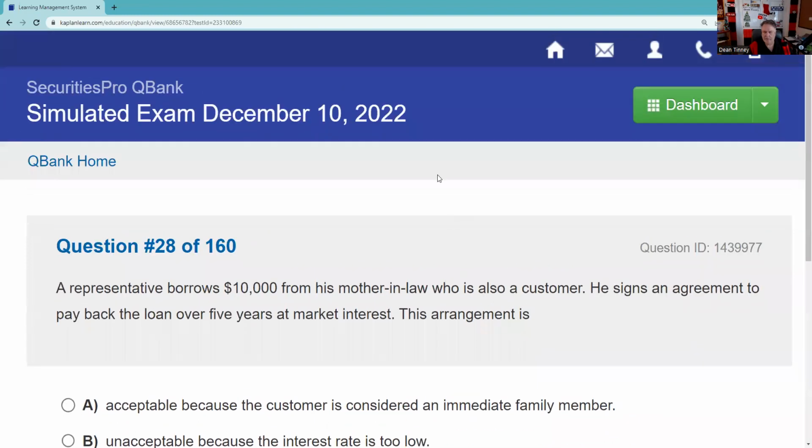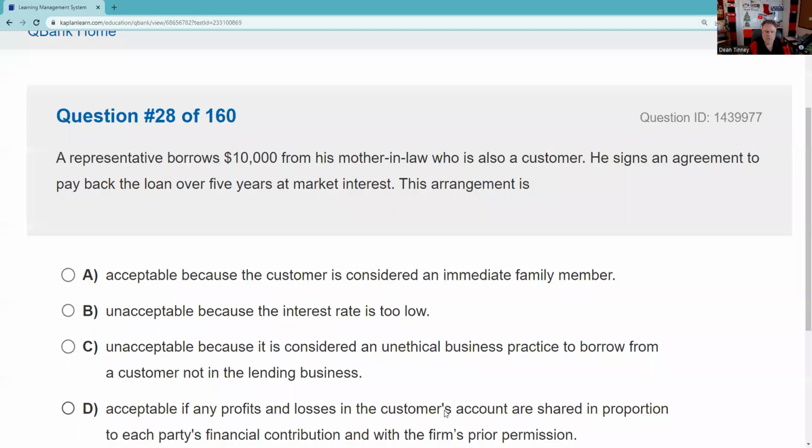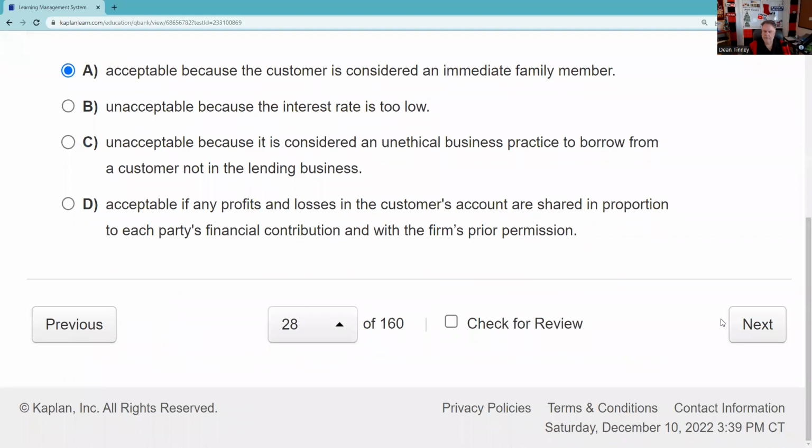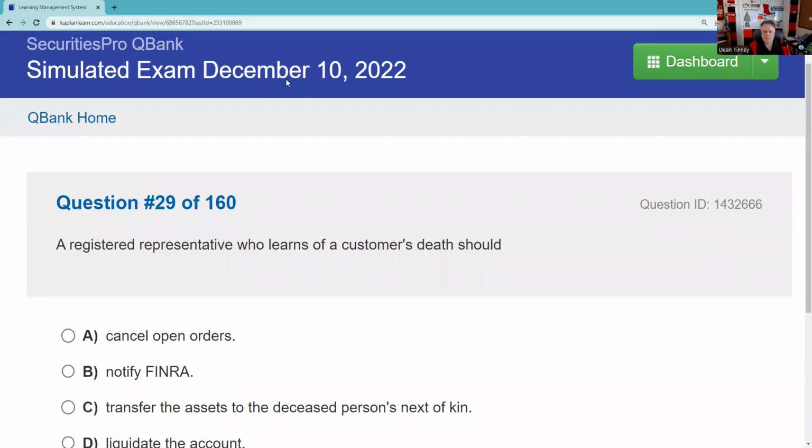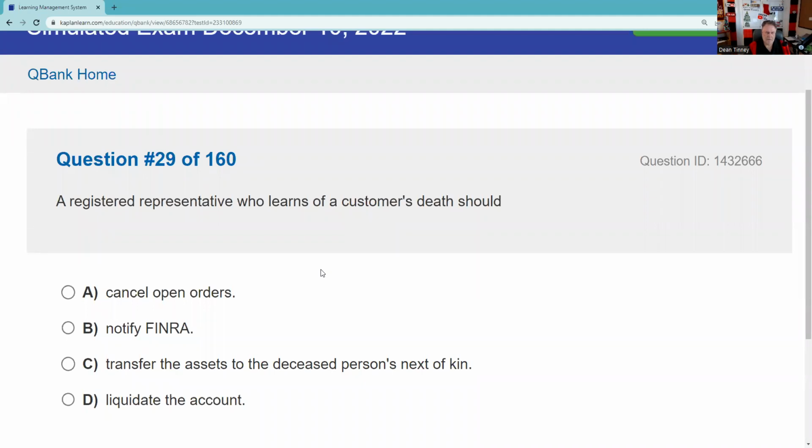Question 28. A representative borrows $10,000 from his mother-in-law, who is also a customer. He signs an agreement to pay back the loan over 5 years at market interest. This arrangement is acceptable because they're an immediate family member. So the answer is A. Question 29. A registered rep who learns of a customer's death should cancel open orders. I think you can actually get that right with what I call reduction to the ridiculous. What does the world look like if that is not the correct answer, right?